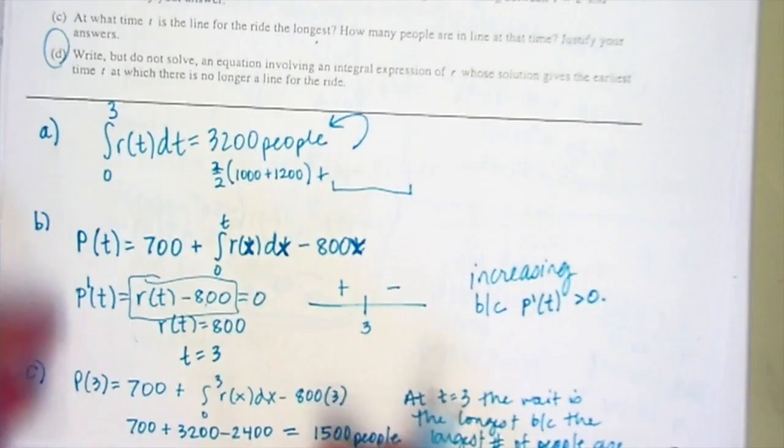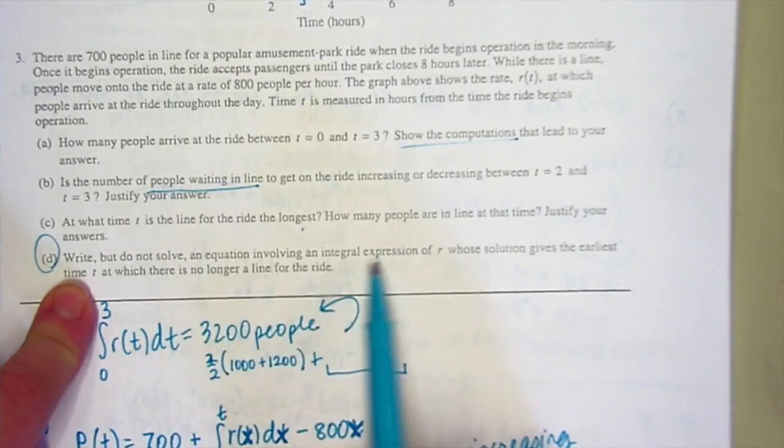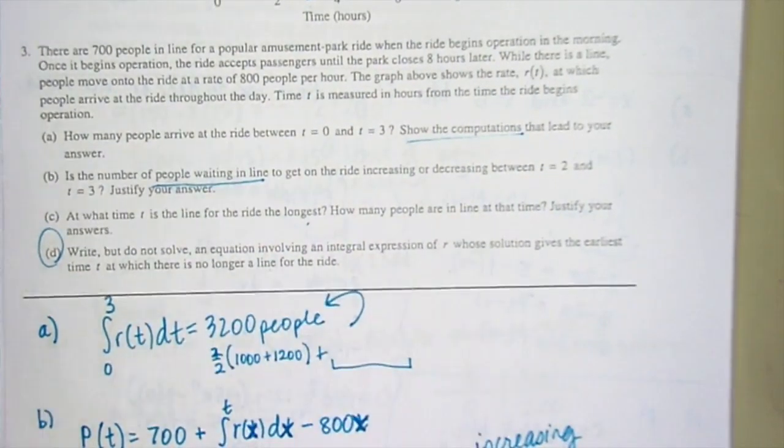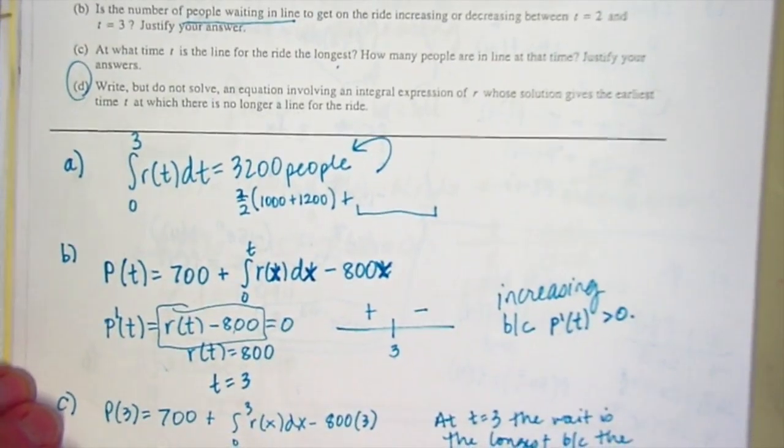Oh my God. And then there's a part D. This is terrible because we're out of space. That's why it's helpful to do the work on a separate sheet, right? Write but do not solve an equation involving an integral expression whose solution gives the earliest time when there is no longer a line for the ride. All right, so what is that going to involve?